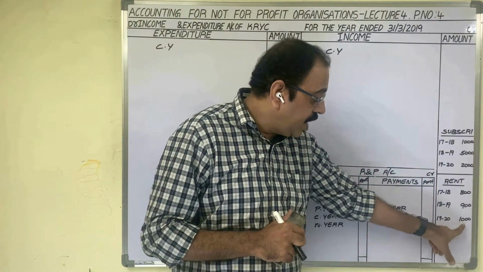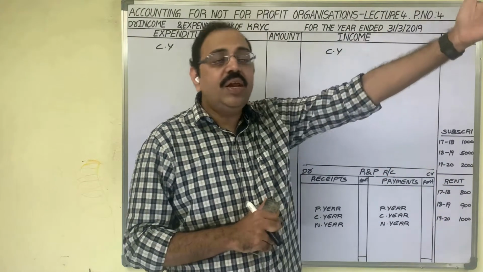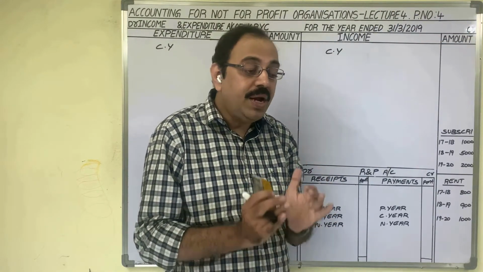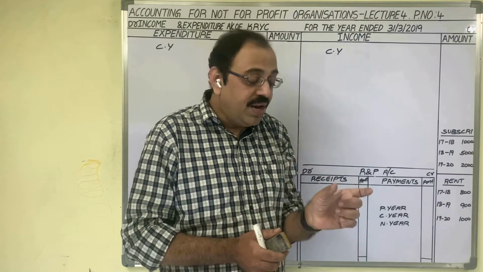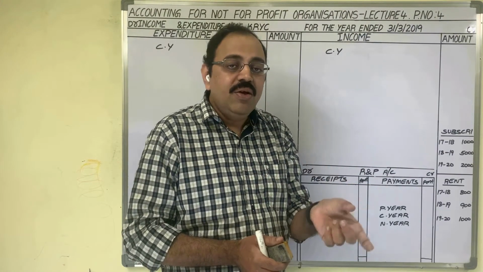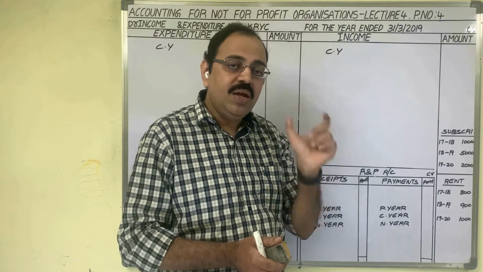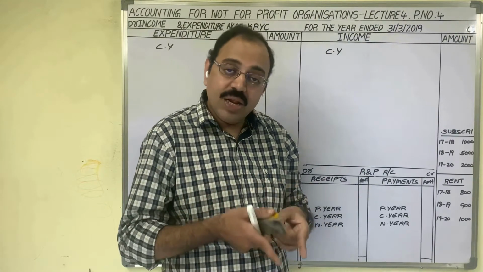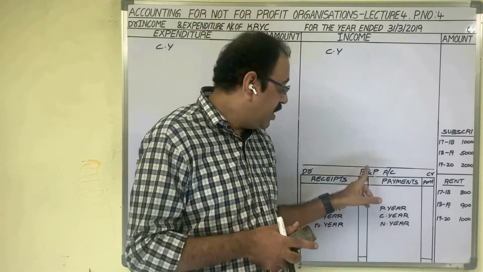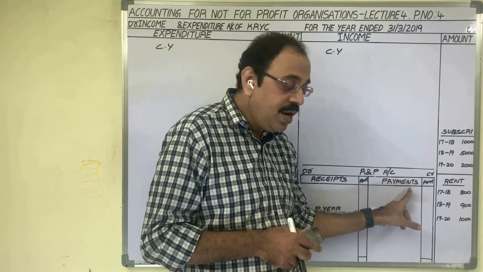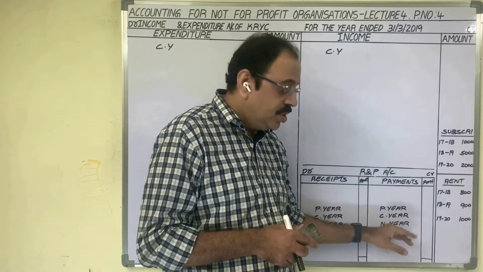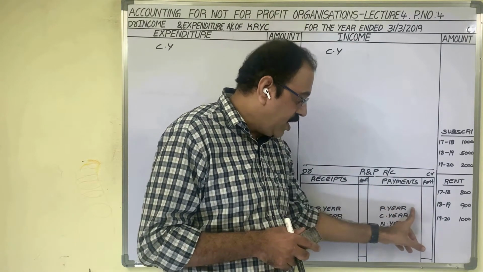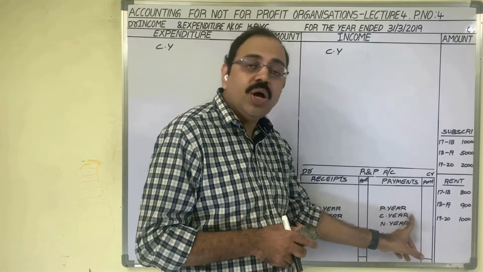Similarly, next year rent amount is 1000. So next year rent the firm paid in the current year only. So in the current year the firm paid three amounts: one is current year expenditure, one is previous year expenditure, and the third one is next year expenditure. But cash is going in the current year. Therefore, in the receipts and payments account under the payment side, all these three amounts we have to show. So by rent, previous year amount 800 plus current year amount 900 plus next year amount 1000.